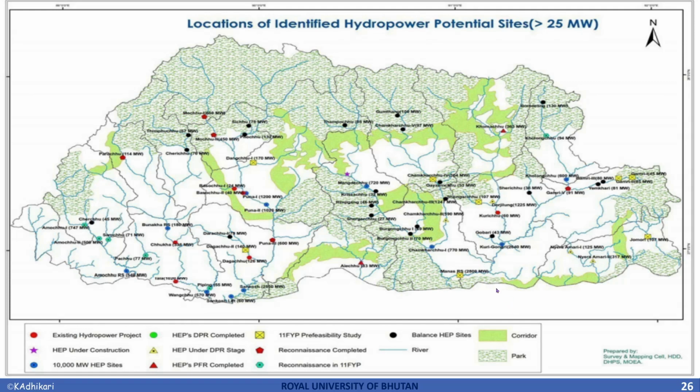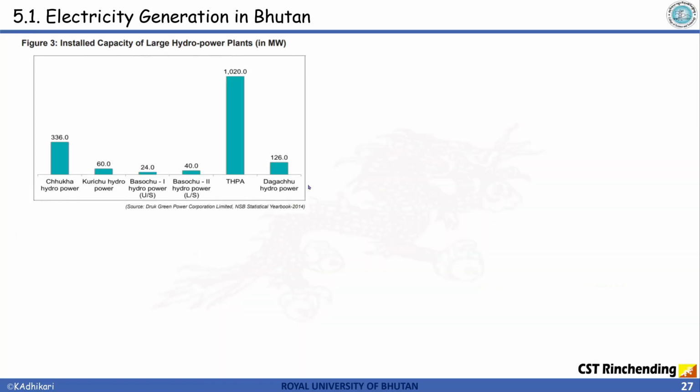You can see from this map that all these green patches are the corridors, and these dotted patches are the parks, which means I believe they don't allow much environmental destruction in these reserved sanctuaries. But there are other areas with potential to produce energy. I have extracted this map from the same report, and you can also go through the report and learn about it. And let's see the statistics of hydropower plants in Bhutan.